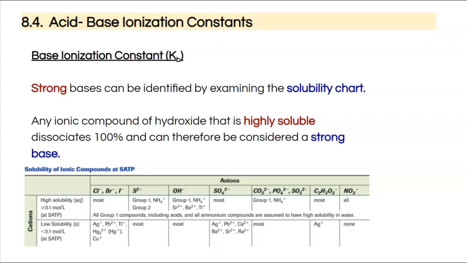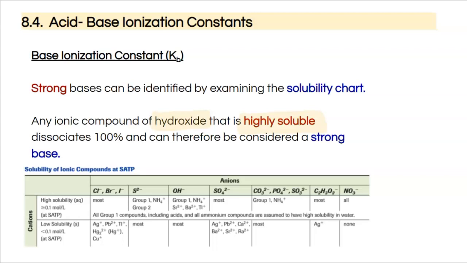But before we start to talk about weak bases, I'd like to take a minute to just discuss strong bases, and how we can use a solubility chart to help us identify if a base is strong. So I'm hoping that you remember from grade 10 science that the hydroxide ion is typically associated with solutions that are alkaline or basic. And so anytime we look at a hydroxide compound that is highly soluble, what we're looking at is a solution where there's 100% dissociation happening.